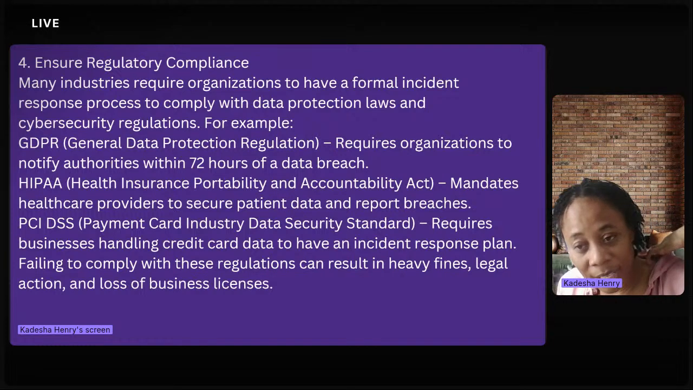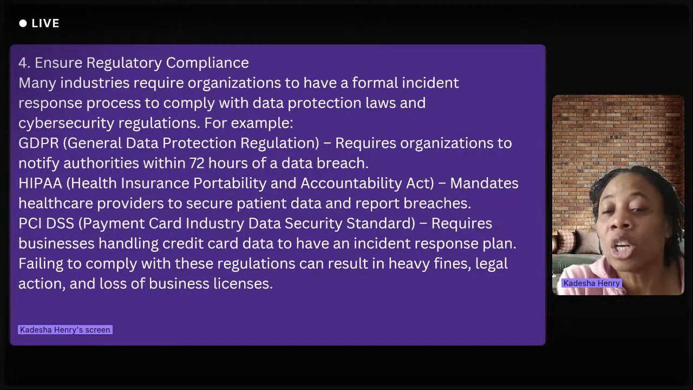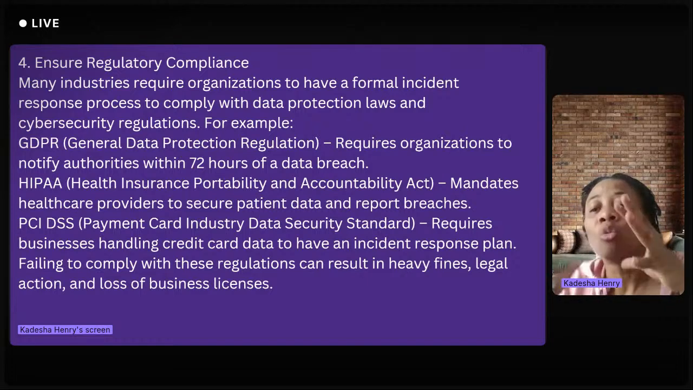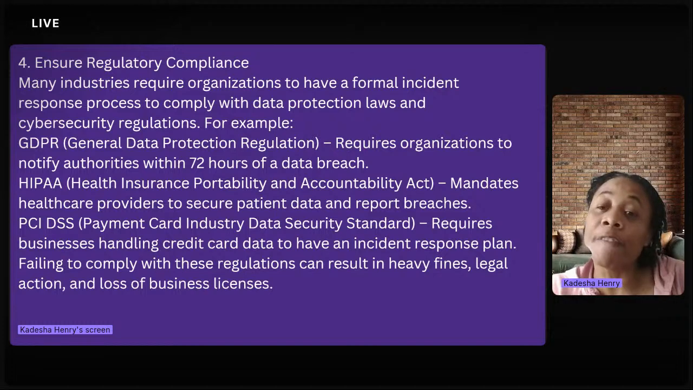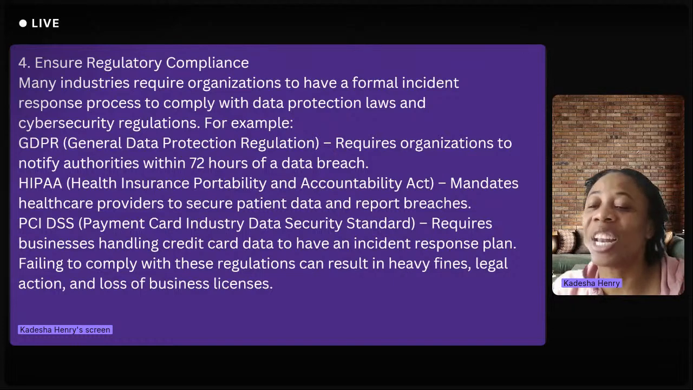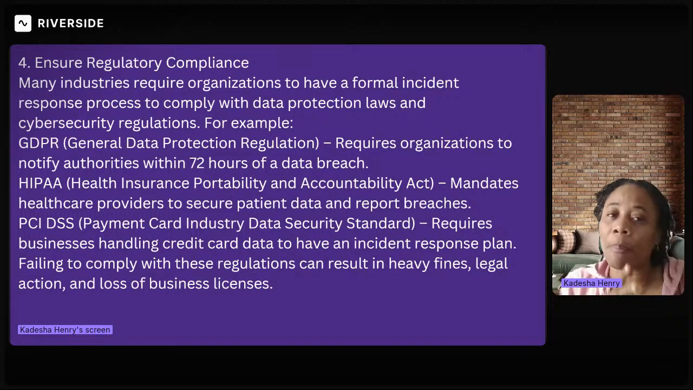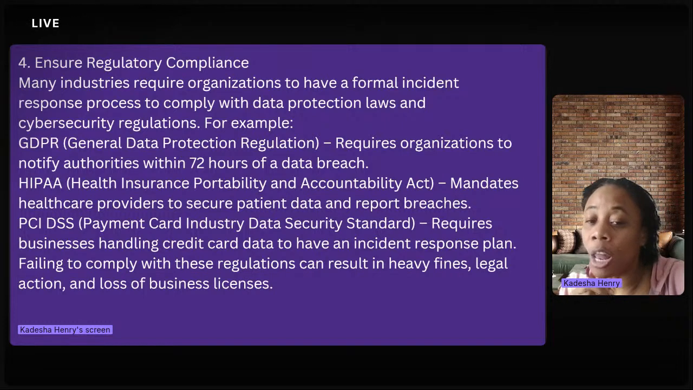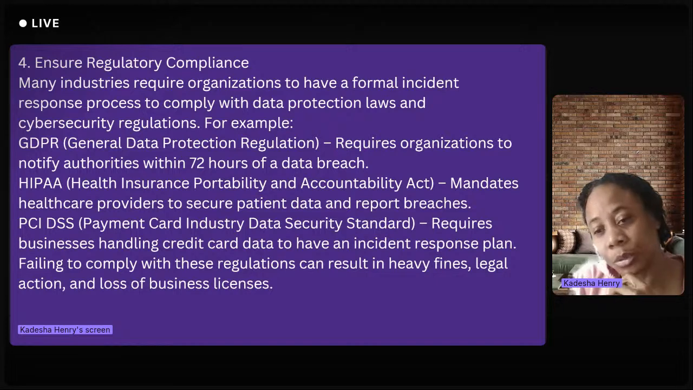So this is not a joke. We need an incident response plan because it ensures you are following compliance. It minimizes downtime. It prevents financial loss and reputational damage. Right? So if you have that plan, you will follow the guides. So if there is a problem, you know exactly what to do.